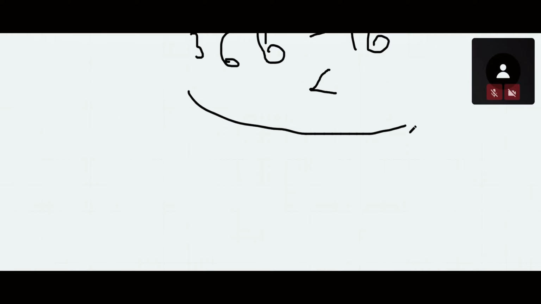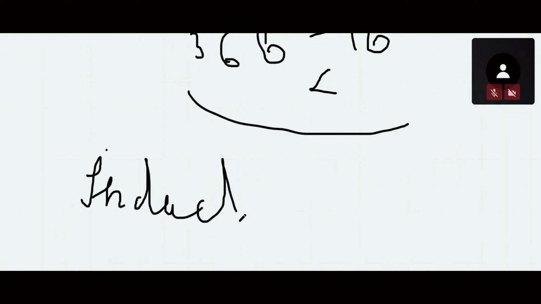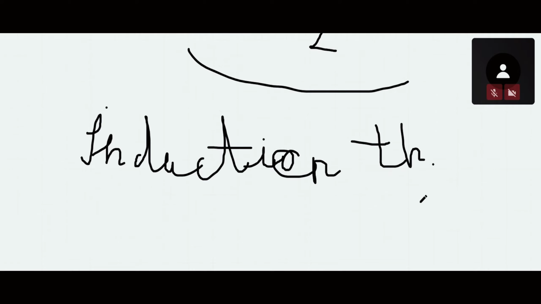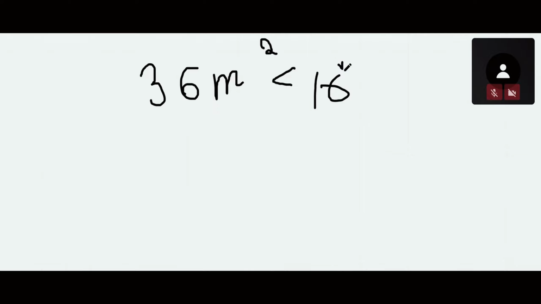Because to answer this question, we will use induction. Yes, induction is a very big theory in mathematics, and we use it very much. Induction theory. Okay, let's prove that. If we can prove that 36m squared is bigger than, is smaller than 13m, then there's only one answer. Let's take m equal to 2.